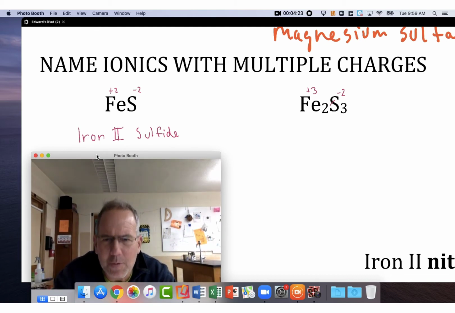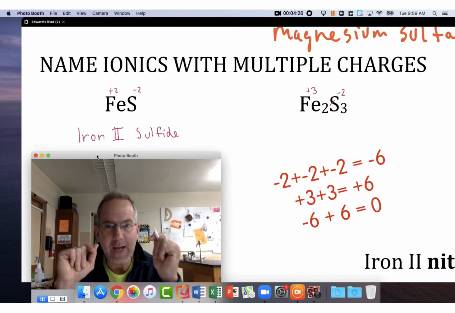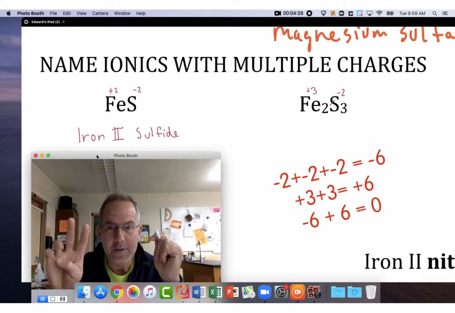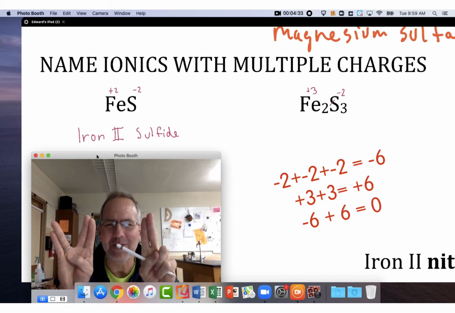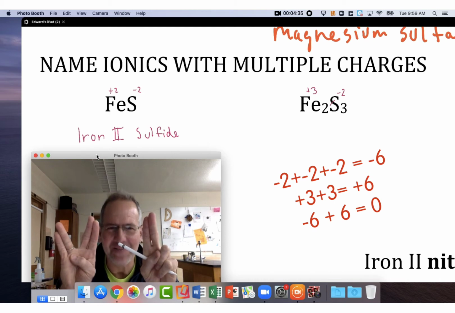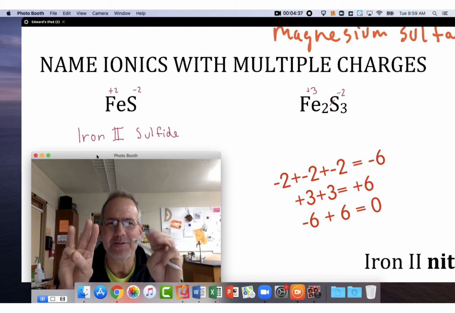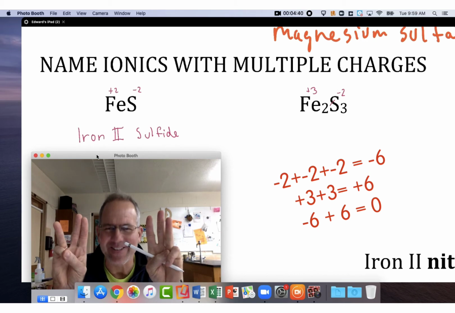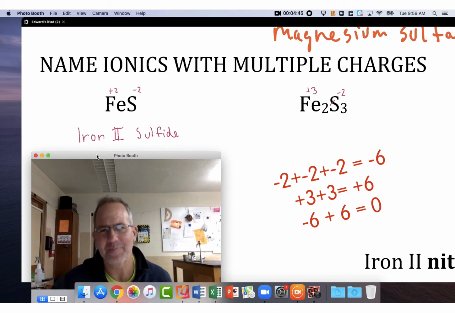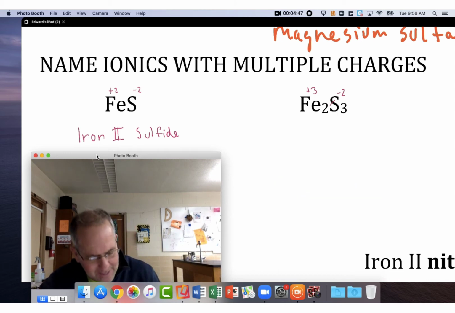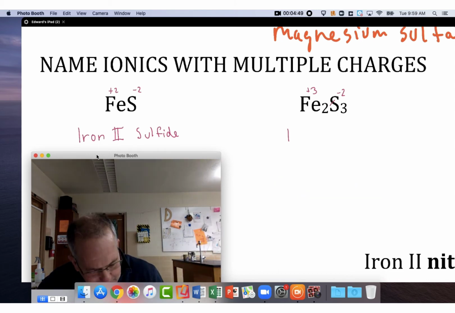But let's look at the total charges. We have 3 negative 2s. 1, 2, 3. 3 negative 2s. Ignore the pencil. That's 6 fingers total, right? And we have 2 plus 3s. And that's 6 fingers, right? 6 minus 6 equals 0. Okay? So that has to be with a plus 3 charge. That's going to be iron 3 sulfide. Oh boy, sulfide. There it is. I knew it was inside there.